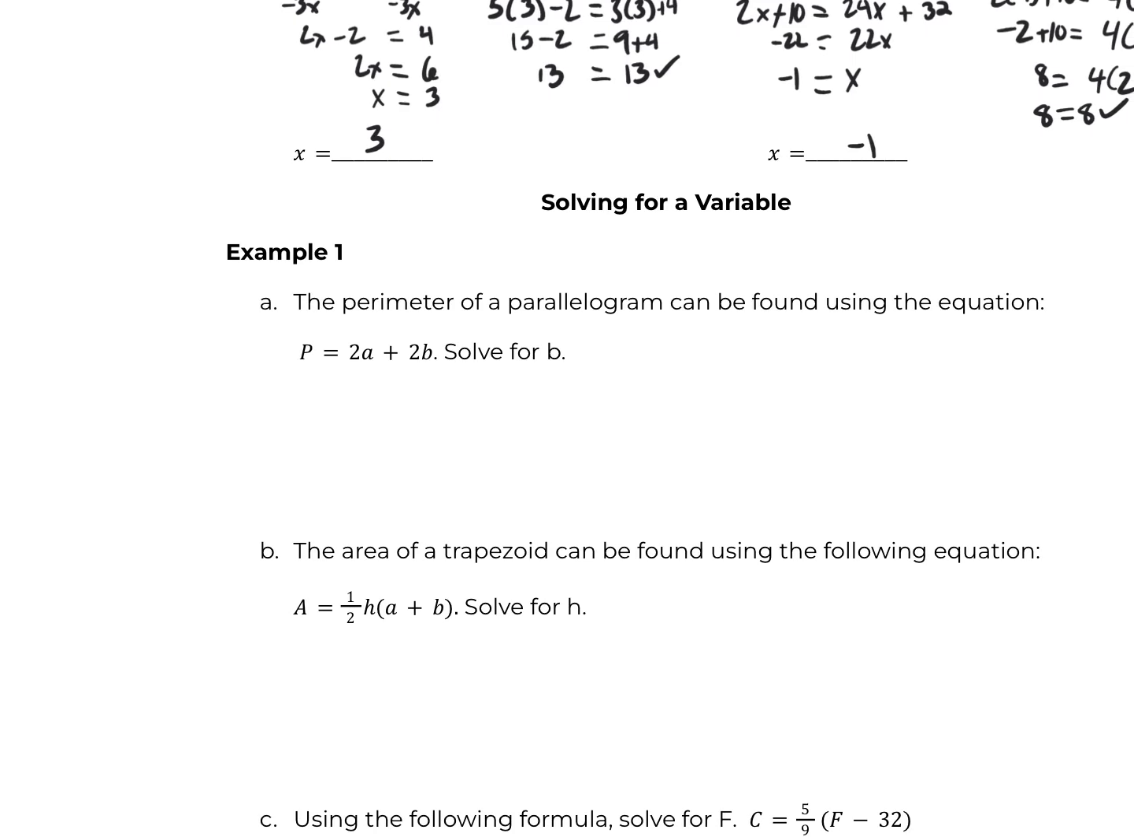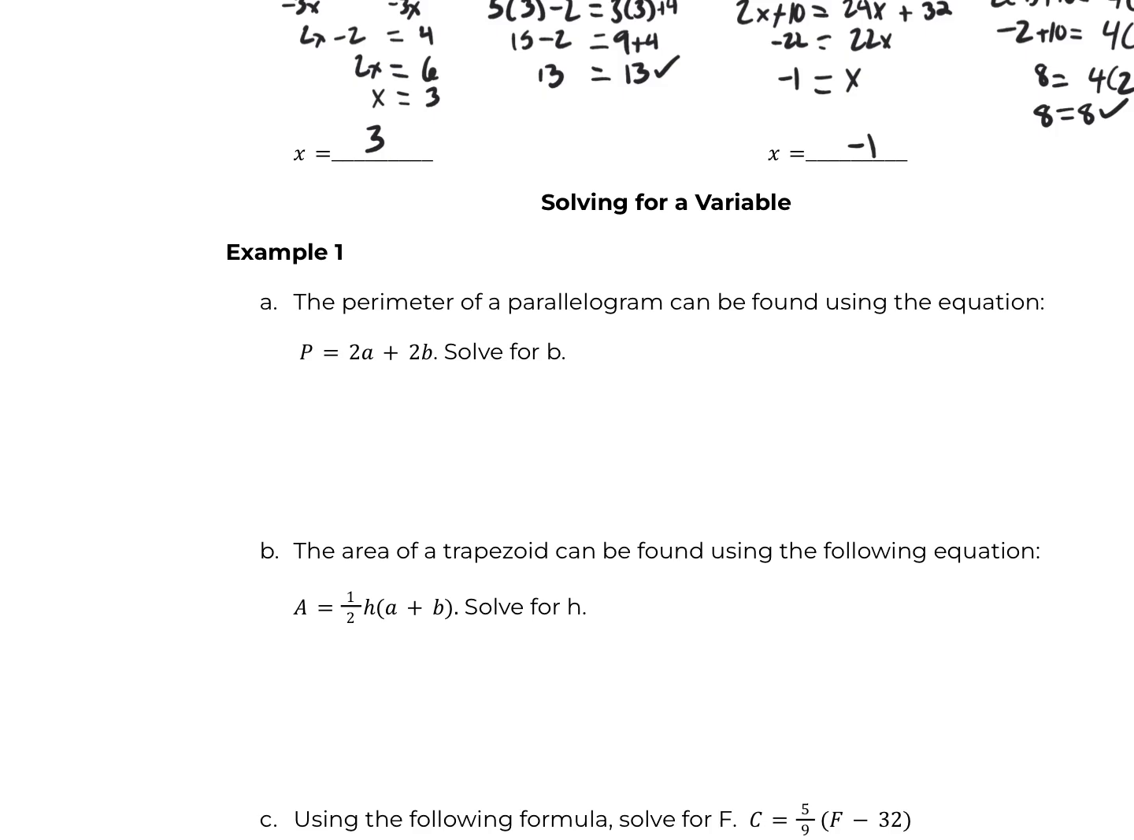Alright, so now we're going to talk about how to solve for a letter from an equation. This is called a literal equation. So we're just going to solve for one of the letters in the equation. You've done this before with solving for y, but now we're just going to solve for a different letter in this formula. In this case, this is the perimeter of a parallelogram. We're going to solve for one of the bases, b.